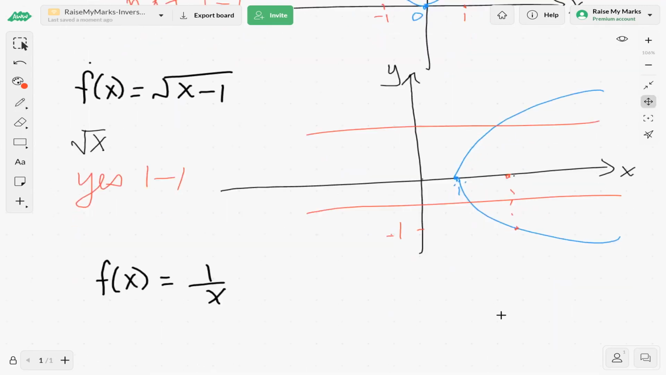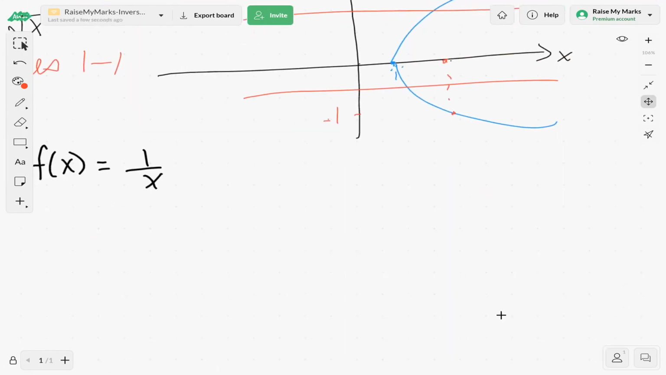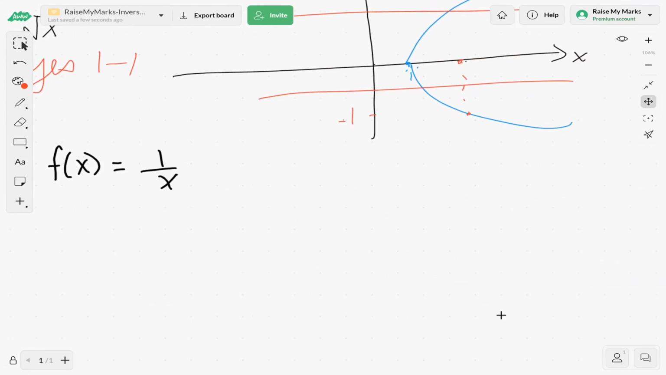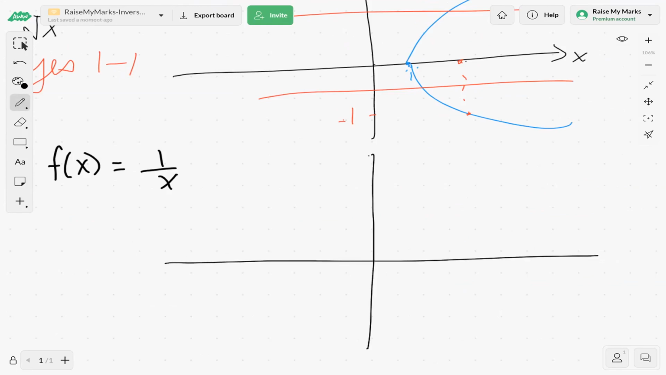Good. All right. So one last example. f of x equals 1 over x. Again, let's graph our function. Again, we'll draw our x and y axes. Let's draw our function. This is a rational function. We have asymptotes. In this case, we have a horizontal asymptote and a vertical asymptote. The horizontal asymptote is the x-axis, and our vertical asymptote is the y-axis. Our function actually looks something like this.